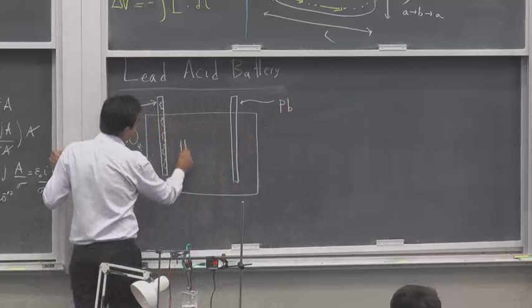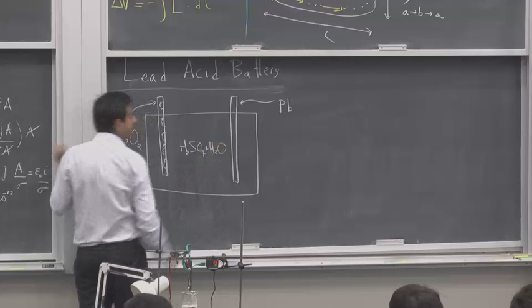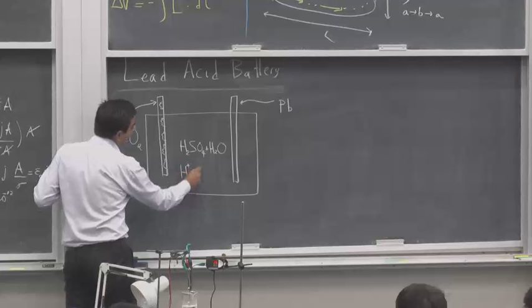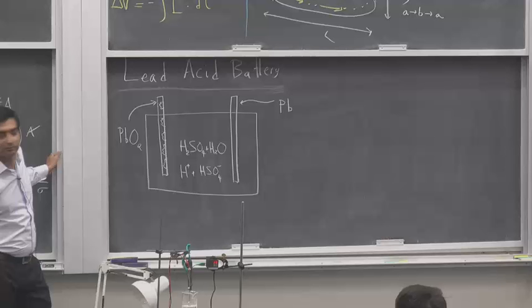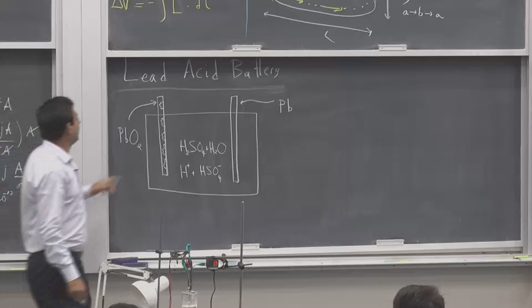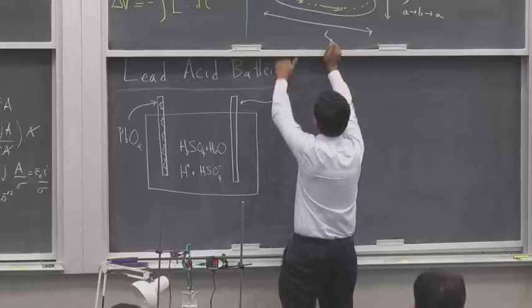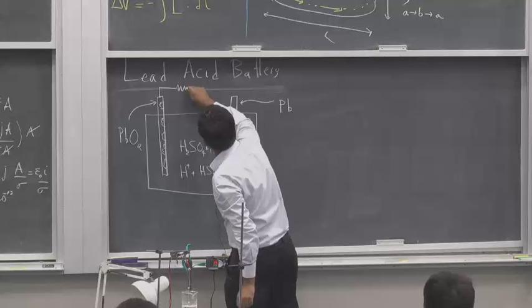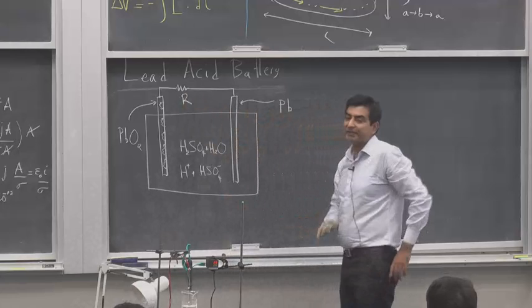with water. So this sulfuric acid has now ionized to give you protons and bisulfite ions. Okay? Now what's going to happen is the following. On this electrode, and I also connect this to an external circuit through a resistor, R. Let's see what's going to happen here.